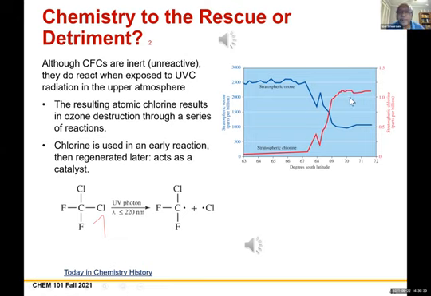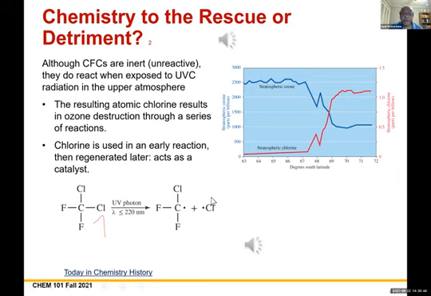If you look at this picture, stratospheric ozone and chlorine: chlorine went up. As it went up, stratospheric ozone level went down. You see that chlorine is the red line, ozone is the green, blue line.